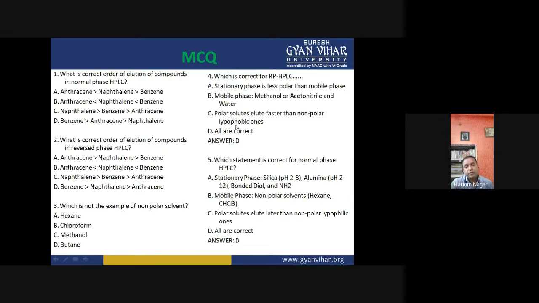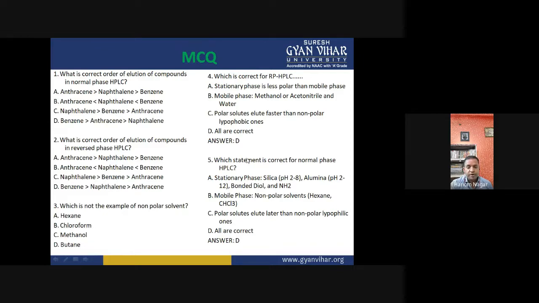Now question number 4: which is correct for reverse phase HPLC? The stationary phase is less polar than the mobile phase in reverse phase HPLC. Yes, this is correct. The mobile phase is methanol or acetonitrile and water. This is correct. Polar solutes elute faster than non-polar lipophilic ones. This is also correct. So all are correct statements.